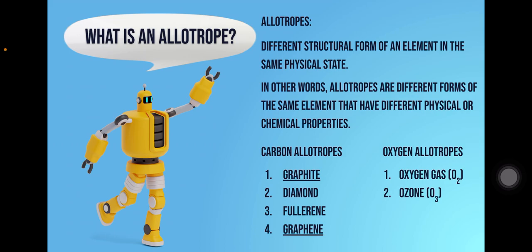For example, carbon can exist in multiple different forms, so it has different allotropes, such as graphite, diamond, fullerene, and graphene. Most of us are usually familiar with graphite and diamond, but those two other allotropes are also super important, and today I'll be focusing more on graphite and graphene. Another example of allotropes are the allotropes of oxygen, where we have oxygen gas, O2, and ozone, which is O3. And I guess a lot of us are familiar with those two as well.